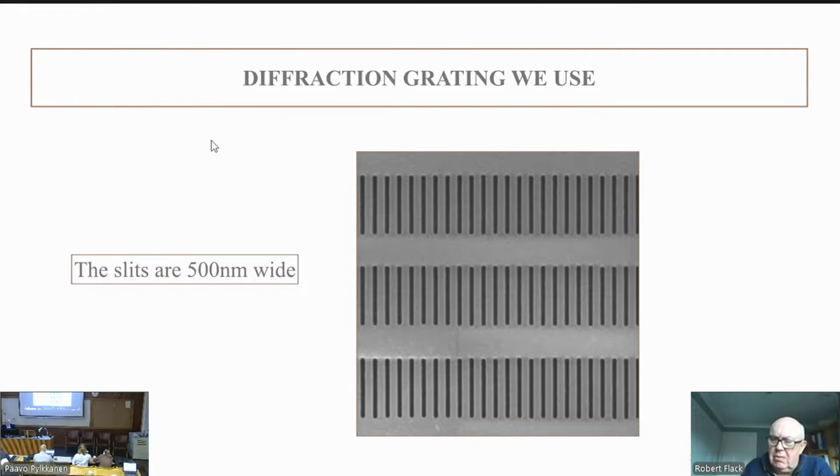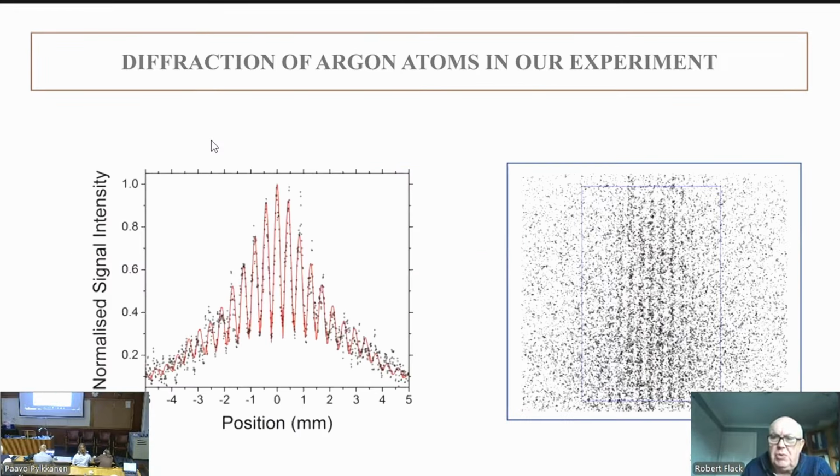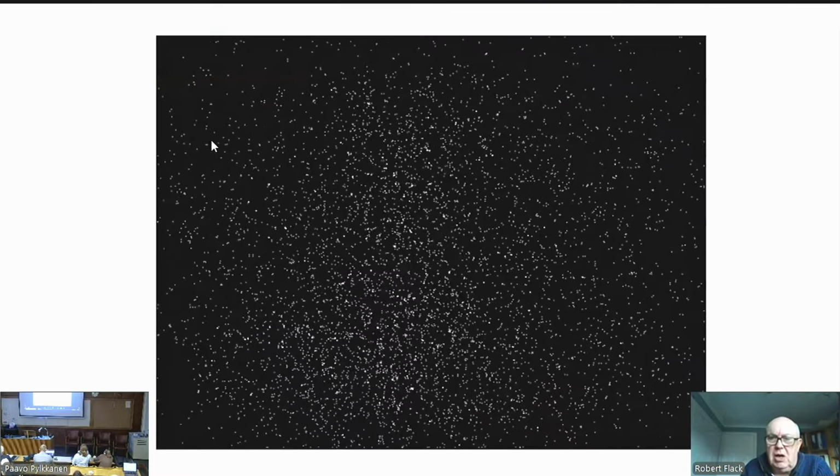Oh, this is the grating. I just wanted to show you the actual pattern. This is what it looks like. You can see quite clearly the diffraction pattern built up using the argon atoms.